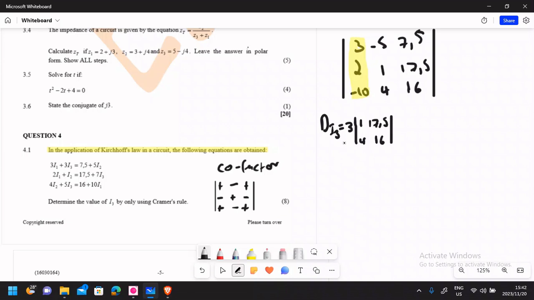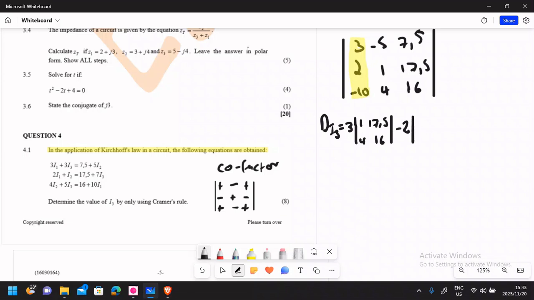Right, now let's go to the second one. Now when you go to the second one, which is going to be 2, let's see if we scratch there. The row of 2 is going to be cancelled, and also the column of 2 is going to be cancelled. So you're going to be left with negative 5, 7.5, 4, and 16. But since the cofactor is going to be negative here, it's going to be negative, and then our minor is 2.